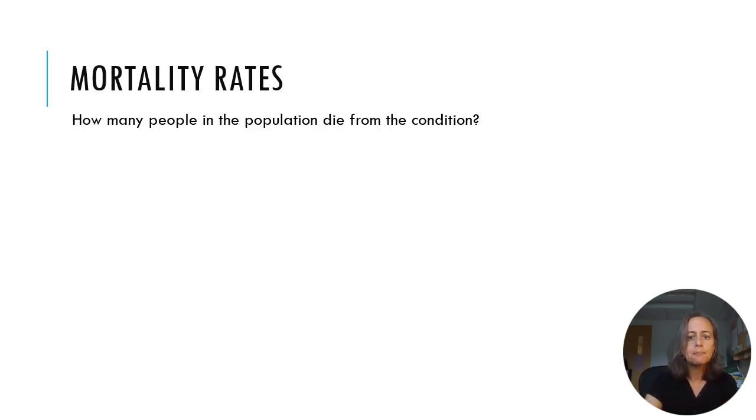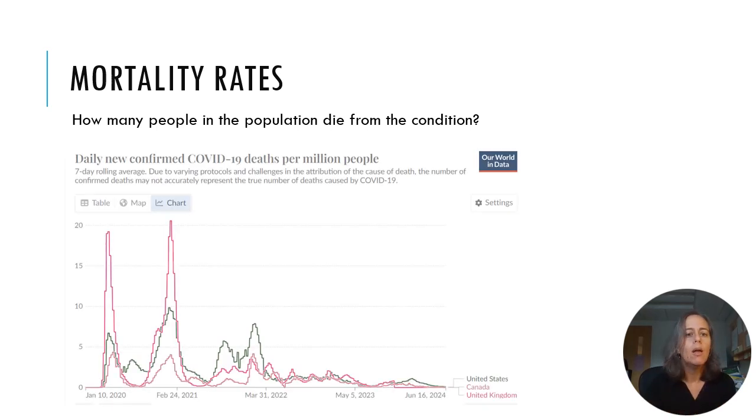Next up, mortality rates. So this is how many people in the population actually are dying from the condition. This is going to be a rate, we're going to control for the population, right? So we're going to say per how many people. So again, if we look at COVID-19 deaths, we can see, right, lots of changes. These were daily deaths, but it was per million people. So again, we're looking at the United States, Canada, and United Kingdom in this particular graph. And it's really nice to see that we're seeing so many fewer deaths than we were.